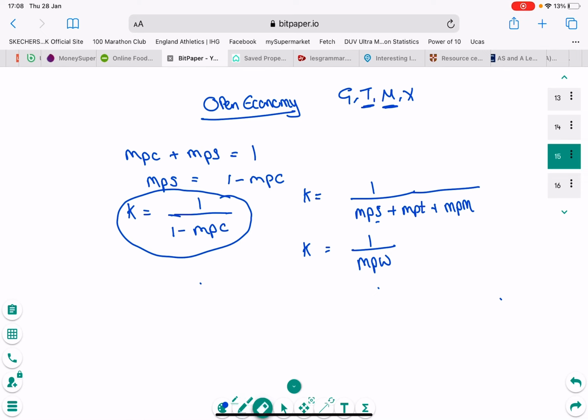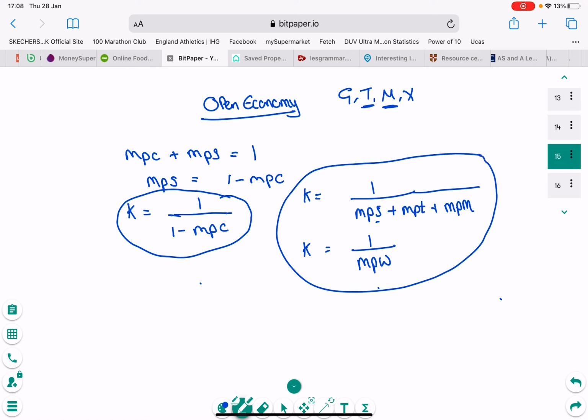So remember those 3 withdrawals. The value of the multiplier you will now use is one of these 2. It depends what figures you've been given. If you've been told in a question that marginal propensity to withdraw is 0.7, then that's what you'll use. If you've been told these 3 numbers, then that's what you'll use. If you've been told marginal propensity to consume, then you'll use that formula. So all of the formulas are doing the same thing, but it just depends what information you've been given. We'll look at changes in the value of the multiplier in another slideshow.